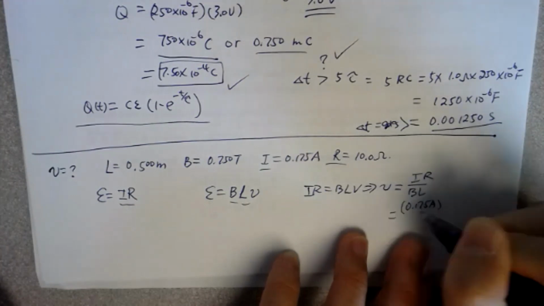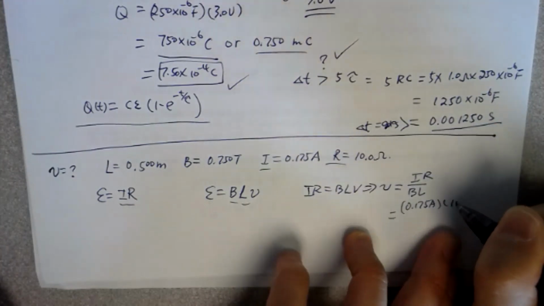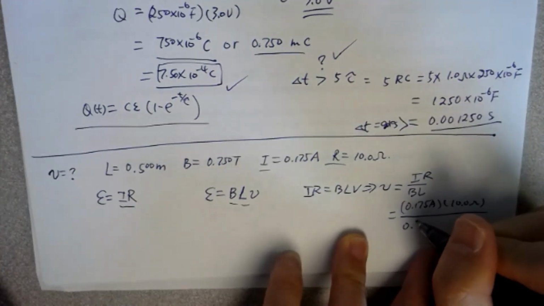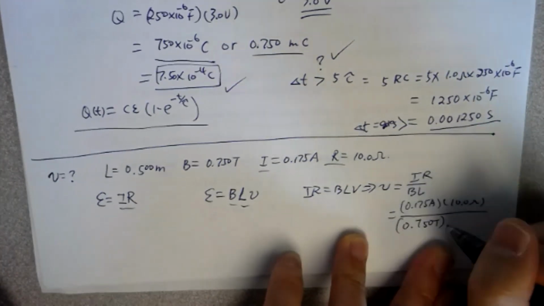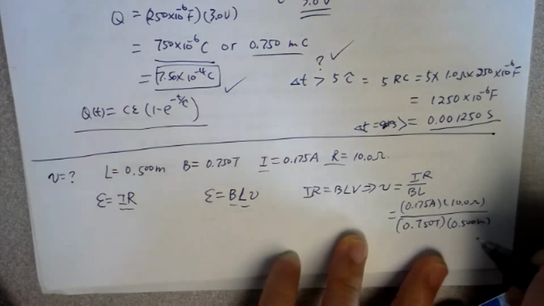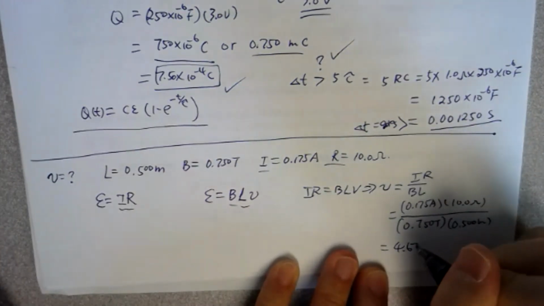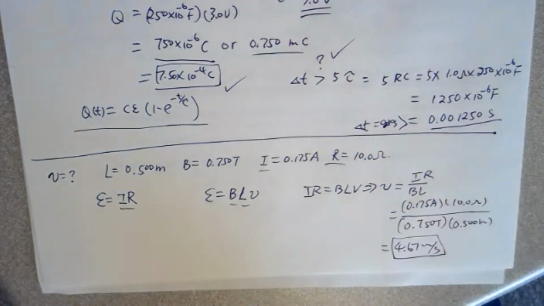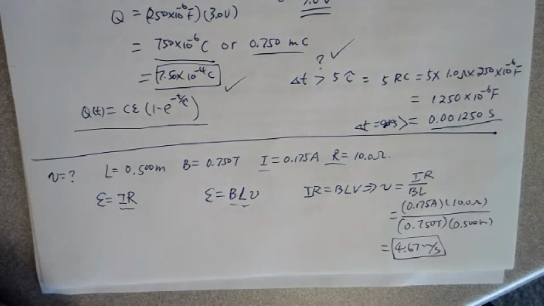0.175 amps times 10 ohms over 0.750 Tesla times 0.500 meters. You get 4.67 meters per second as the speed.